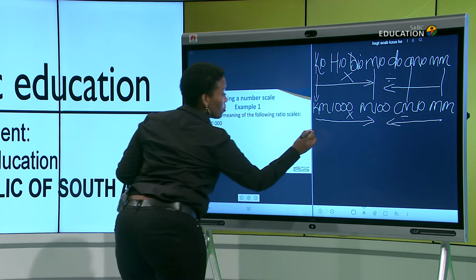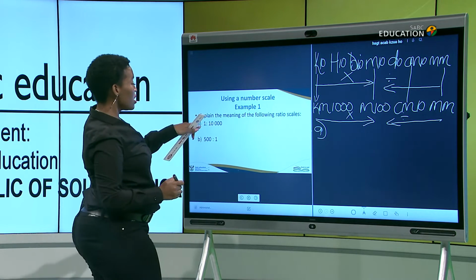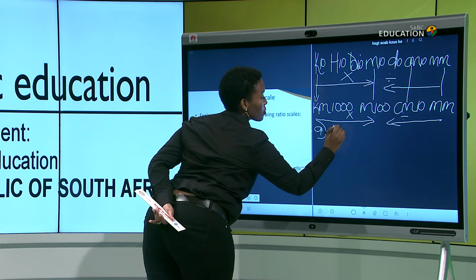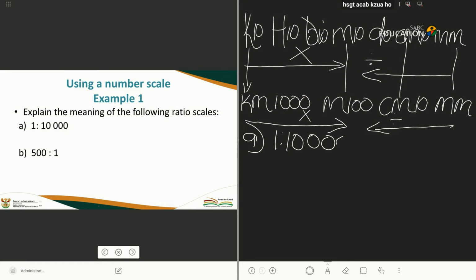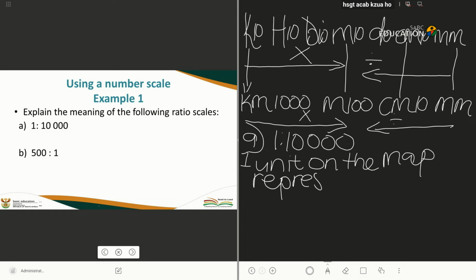So let's look at A. How do you explain the meaning of the scale 1 is to 10,000? Remember I said this is the map distance and this is the actual distance, always. It doesn't change. So this means that 1 unit on the map represents 10,000 units in reality.